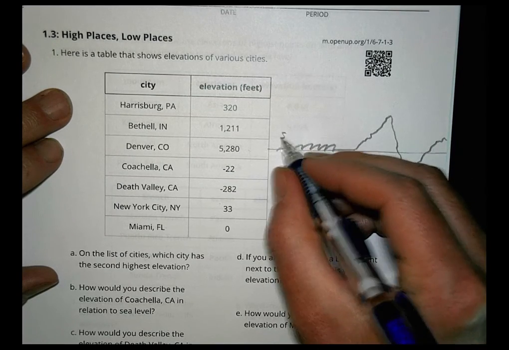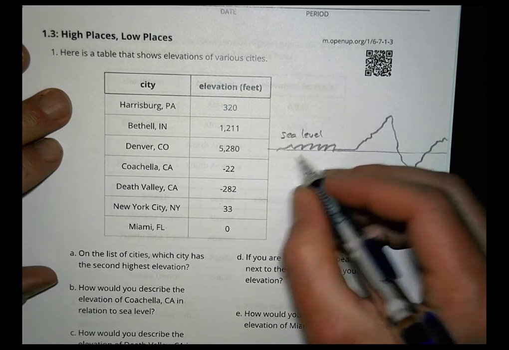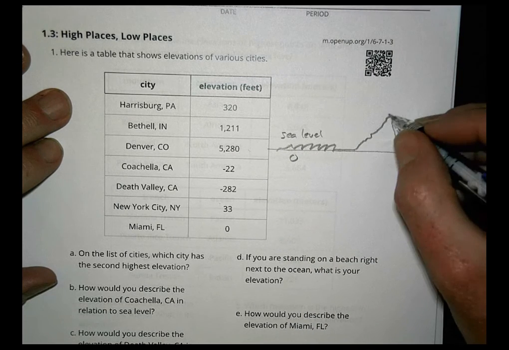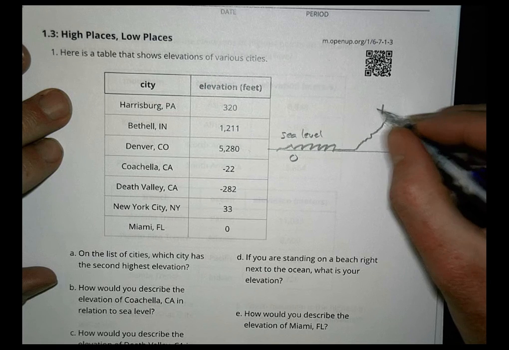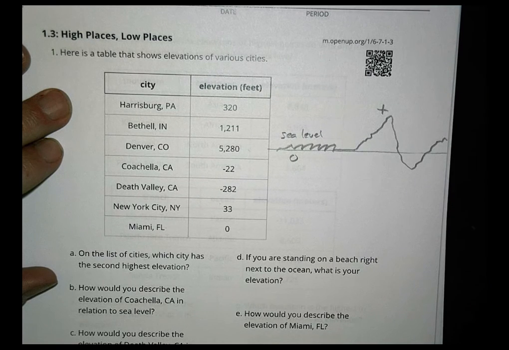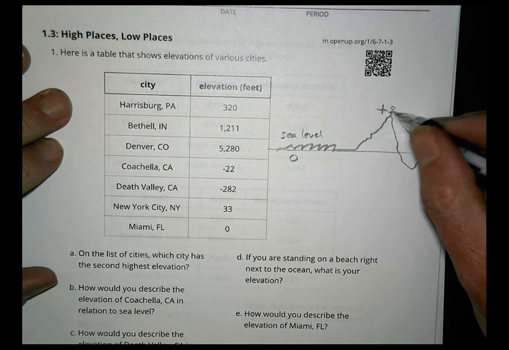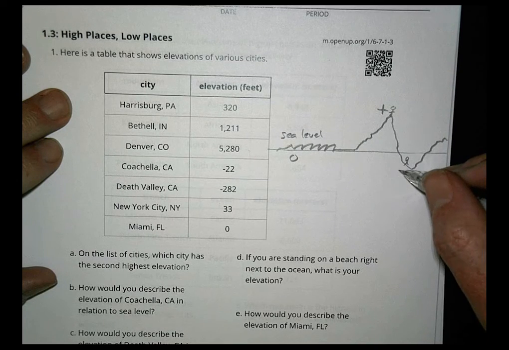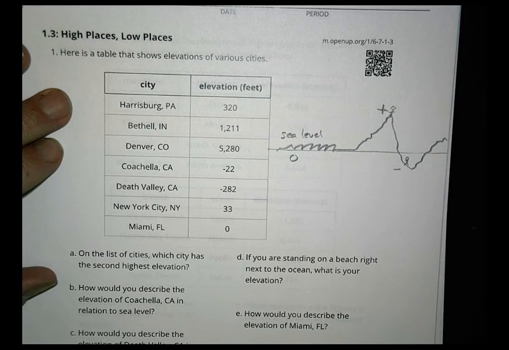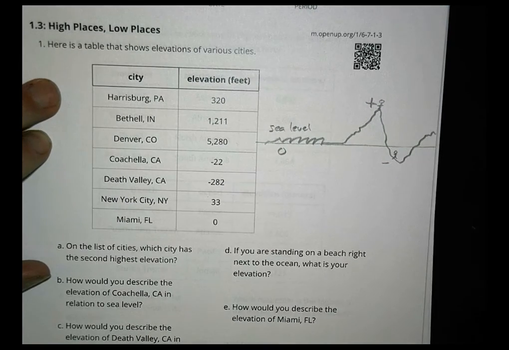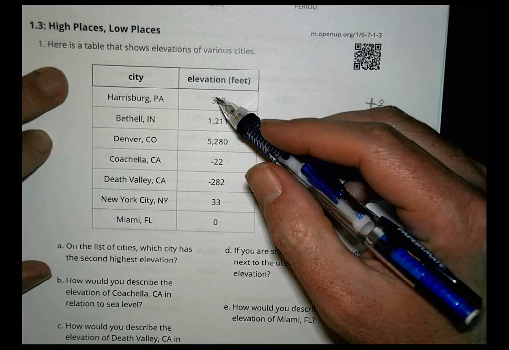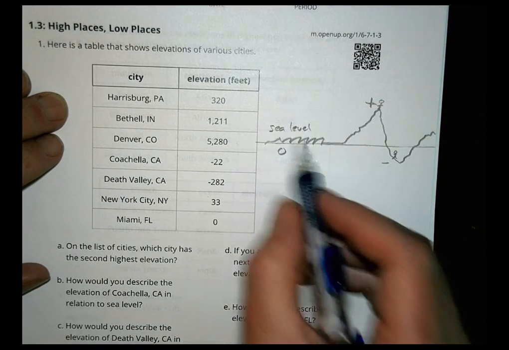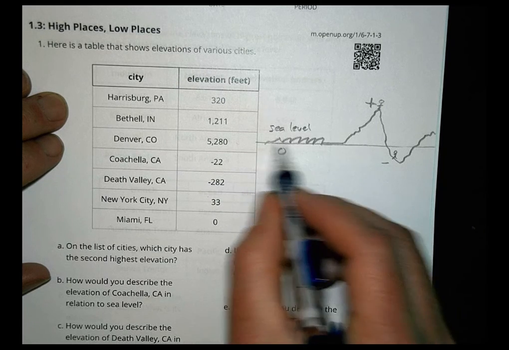So sea level has an elevation of 0. That's just where we start from. If I climb up a mountain up here, this is going to be some sort of positive elevation. But if I was to hike down the mountain and go down in this valley and go below sea level, I would have a negative elevation down there. Okay? So in this chart, we see various cities and what their elevations are in terms of their relationship to sea level.